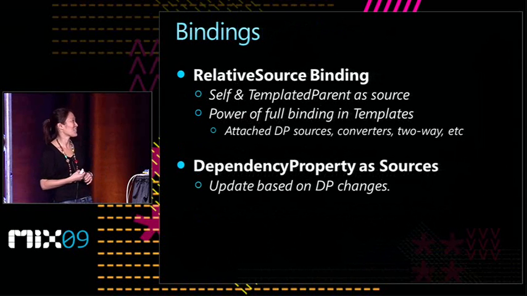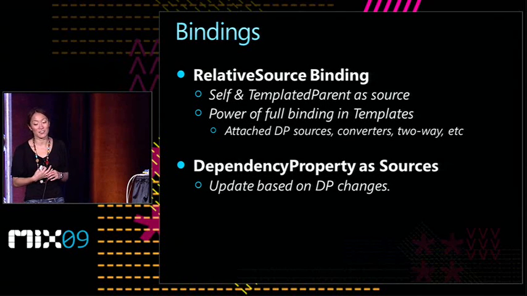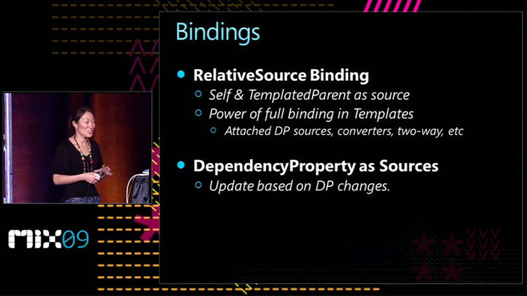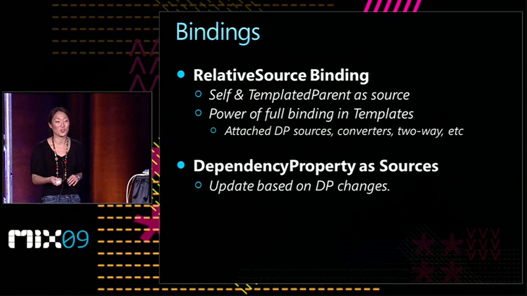And finally, another call out on bindings, we did add the RelativeSource property on the binding itself, which means you can now bind to the templated parent or even yourself if you want to inside of a control template, which means that the full power of bindings are now available in a template, which just makes life a lot easier. Also, as a call out, which I didn't show, but for those of you who've done a lot of data binding will be happy to hear, we do now allow dependency properties to act as the source of a data binding. Previously, you could only use CLR objects, so I'm sure many of you will be happy about that.